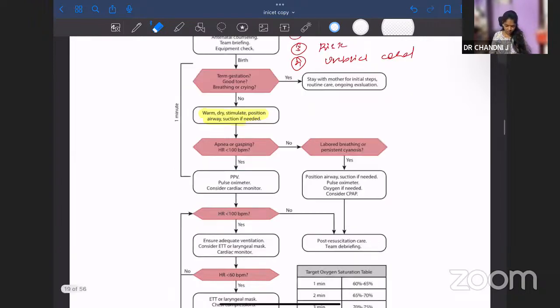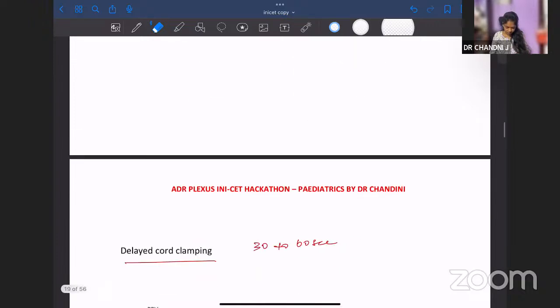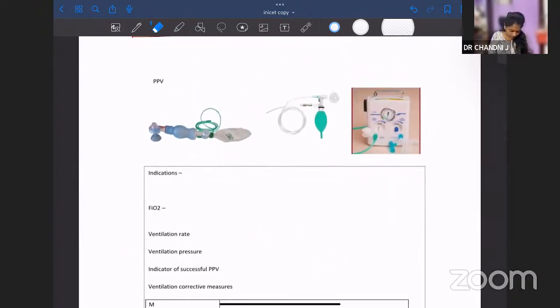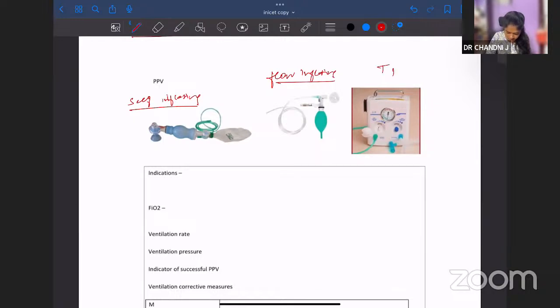So what is positive pressure ventilation? You give ventilation as well as pressure. So what are the instruments or equipment that can be used? The first one is the self-inflating bag, nothing but your Ambu bag. The next one is the flow-inflating bag. The last one is something called a T-piece resuscitator. So you can use either of these.